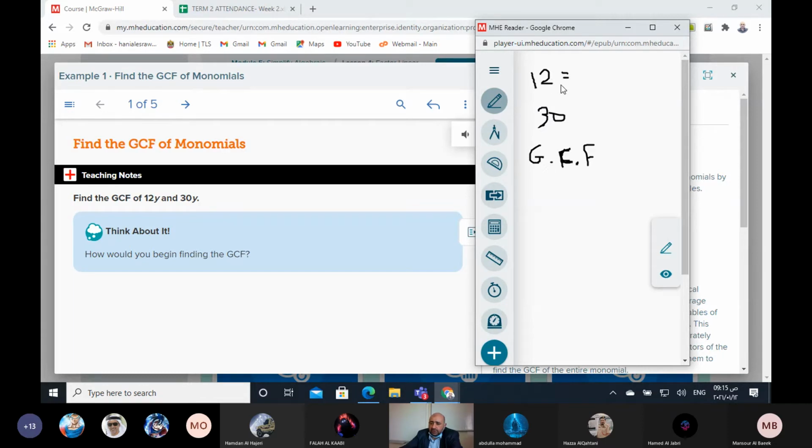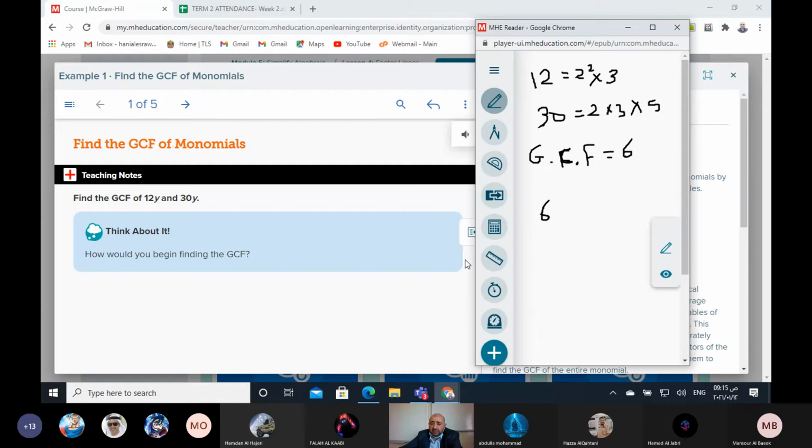Now find the factors of 12. As you know, 12 will be 3 times 4, or 2 times 2 times 3. And 30 will be 5 times 6, or 2 times 3 times 5. Now for the GCF, take the common factors, we can take 2 and 3. 2 times 3 means 6. So the GCF between 12y and 30y will be 6 for the coefficients.